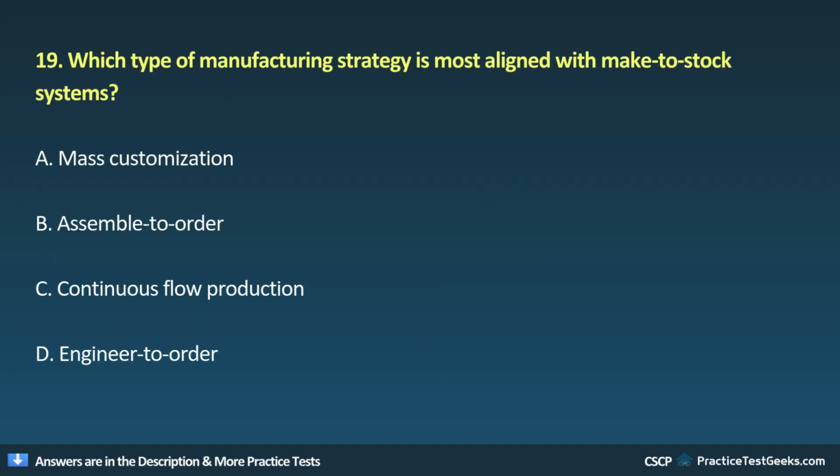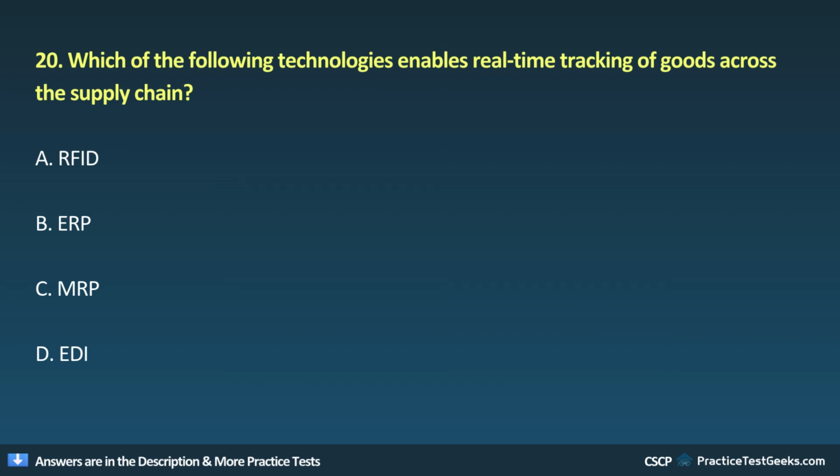19. Which type of manufacturing strategy is most aligned with make-to-stock systems? A. Mass customization. B. Assemble to order. C. Continuous flow production. D. Engineer to order. 20. Which of the following technologies enables real-time tracking of goods across the supply chain? A. RFID. B. ERP. C. MRP. D. EDI.